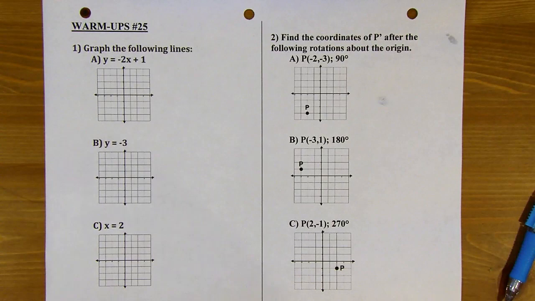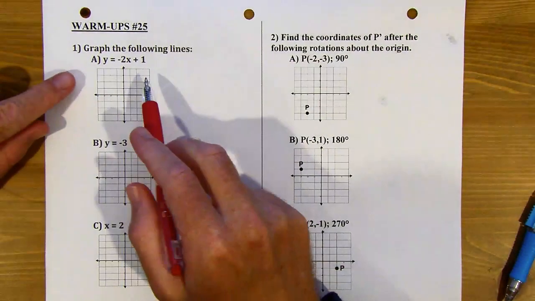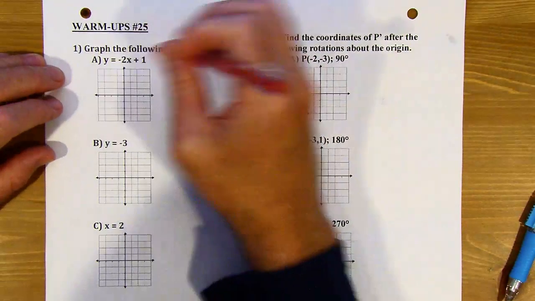Okay, here's warm-up number 25. So we're going to graph some lines first off. So let's graph this. This is in y equals mx plus b form.